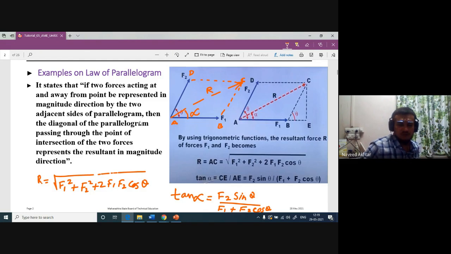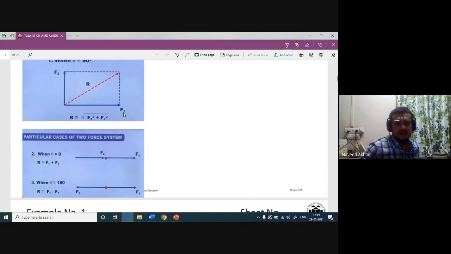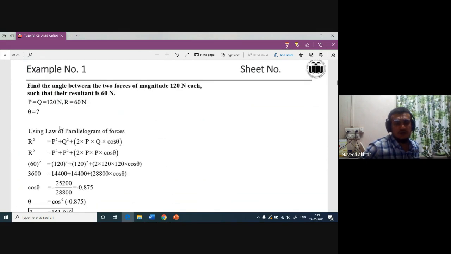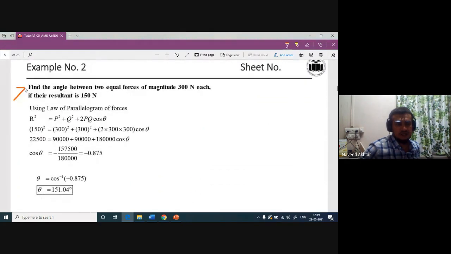In the previous class we also saw, if theta is 90 degree, what is R? If theta is 0 degree, what is R? We have seen all this in the previous class. Also, we solved these two examples, example number 1 and example number 2, in the previous class.